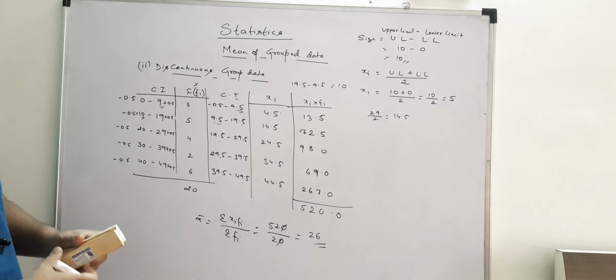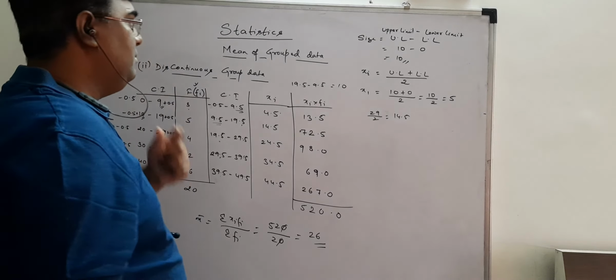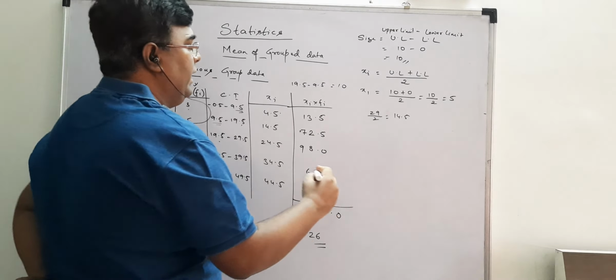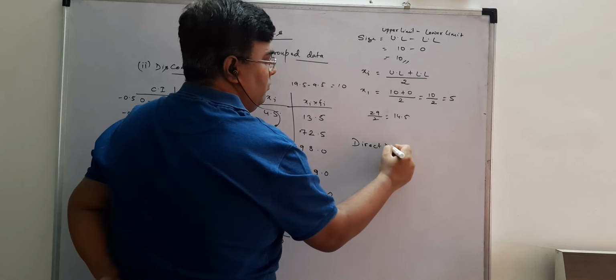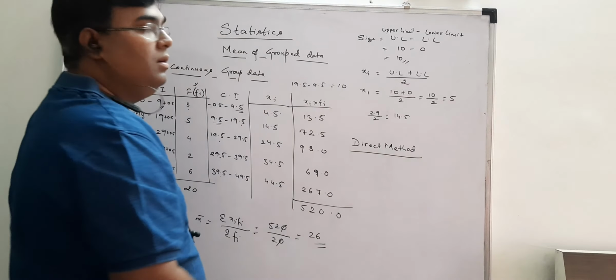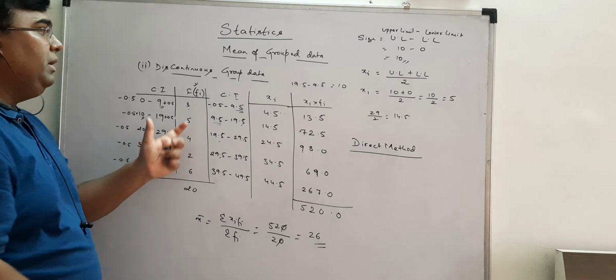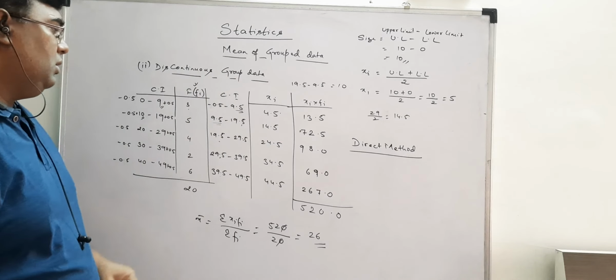Now the method that I have just shown you is known as the direct method, the direct method to find the mean of continuous grouped data or discontinuous grouped data.